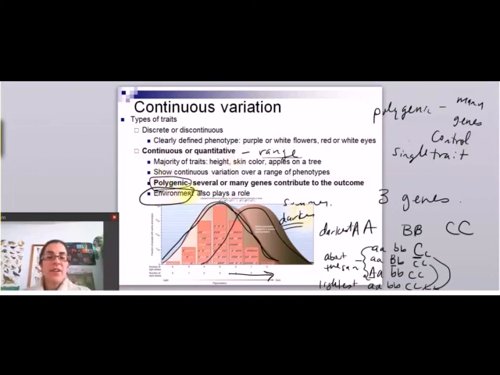This continuous variation is usually the result of polygenic inheritance, when many genes control a single trait. In the case of skin color, there's 3 genes that control the trait, and we all get some combination that gives us a unique starting point for our skin color, but the environment will then also play a huge role in.